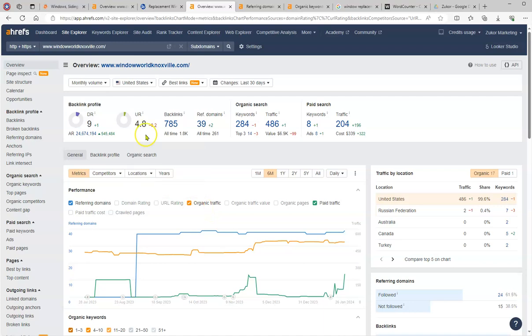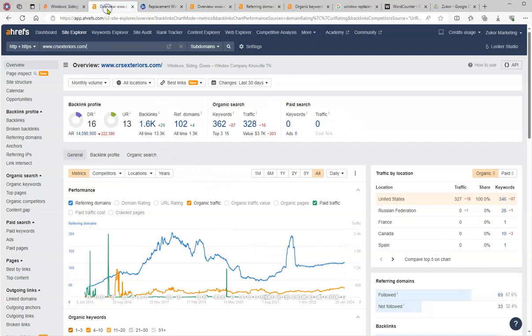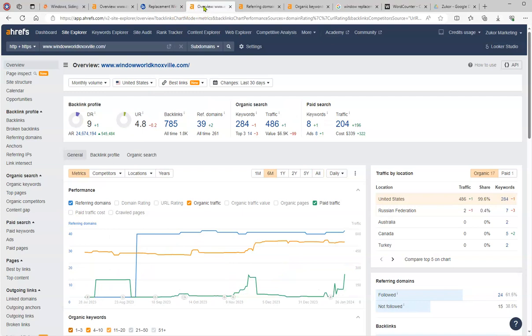You're beating them in the DR and the UR, and they are appearing higher organically because of the point that I want to make, which is the backlinks. Although you have more than they do, you have 1,600 backlinks and they only have 785, there is something to investigate to see why they are ranking better if you are beating them in every single category. That is something to take into consideration.